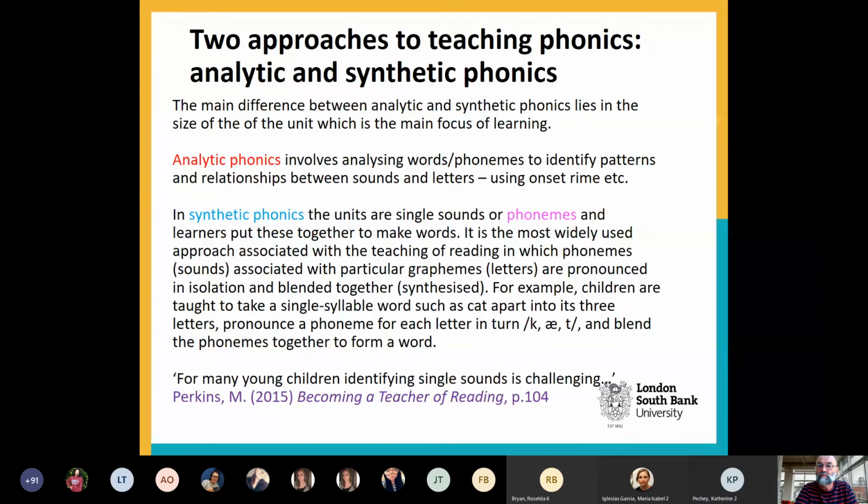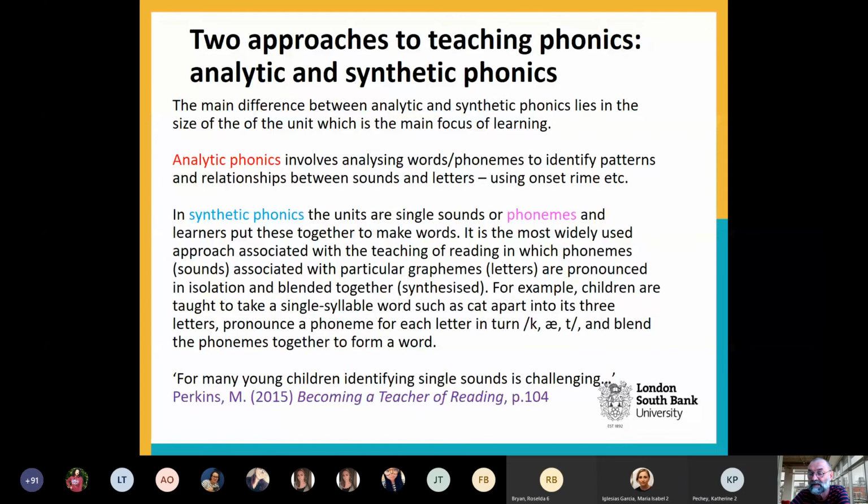Thank you. When people talk about phonics now in England, they mean synthetic, systematic synthetic phonics. So teaching individual phonemes, a phoneme being the smallest unit of sound, in a systematic way. So you can see at the end there, for example, children are taught to take a single syllable word such as cat apart into its 3 letters, C-A-T, and pronounce a phoneme for each letter in turn. I'm going to do some phoneme fingers now. So we've got k, at, k, at, and then blend them together to form the word cat. Note that one thing that might be new when you're new to phonemes is we're not using the alphabetical sound of the letter. So A is not sounded A, it's sounded A.